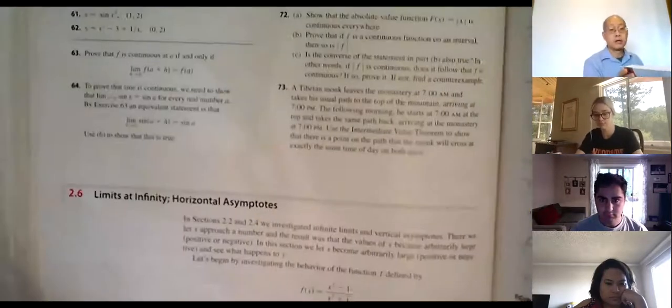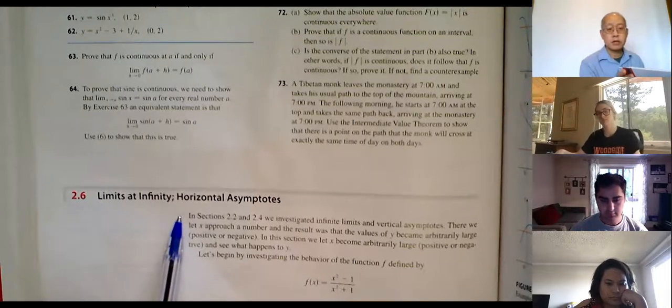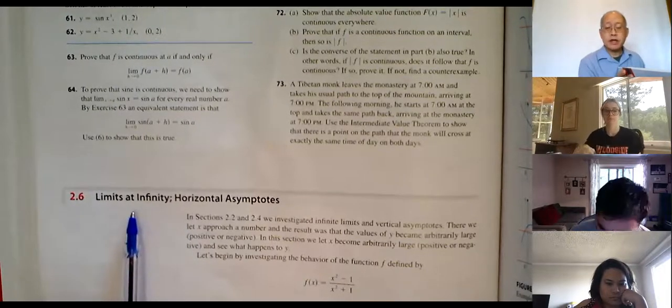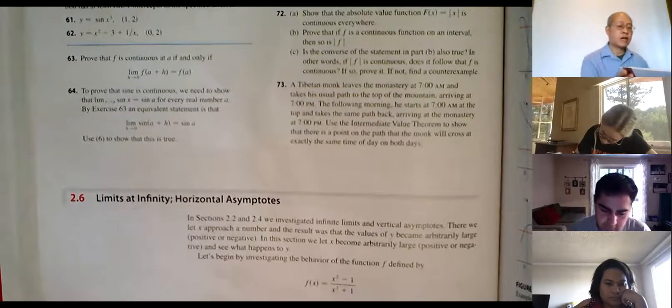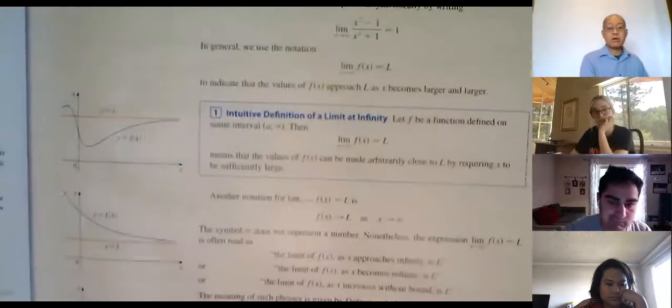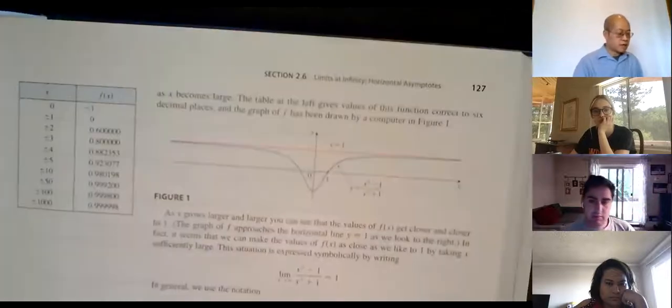All right, so I'm ready to start 2.6. Limits at infinity and horizontal asymptotes. We've already done some infinity, but now we're going to take the limit as x approaches infinity or negative infinity. This is page 126 and now 127. I want you to look at the symbolism here.